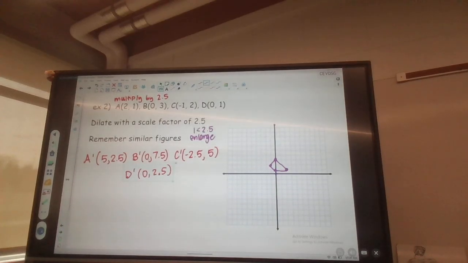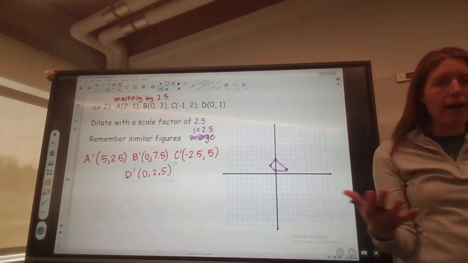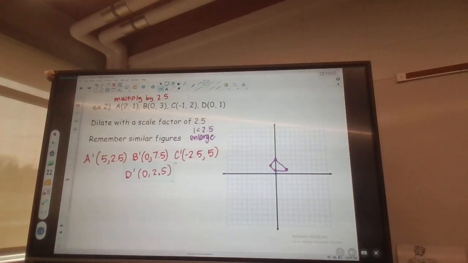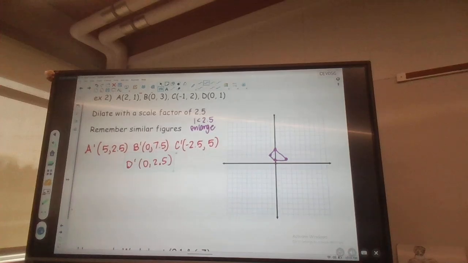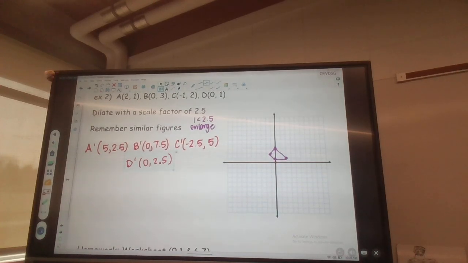And so just being comfortable with having to graph something like a 2.5 is an estimate where you're going to put it. It's not going to be perfect. But again, I'm assuming this is going to be an enlargement.